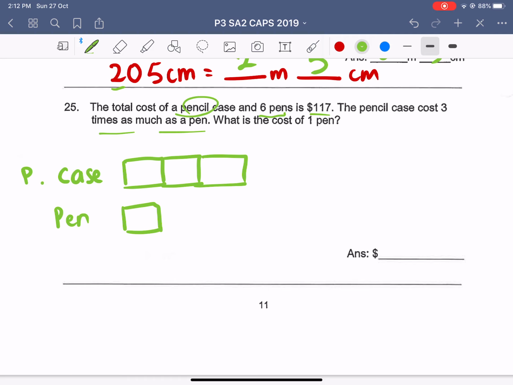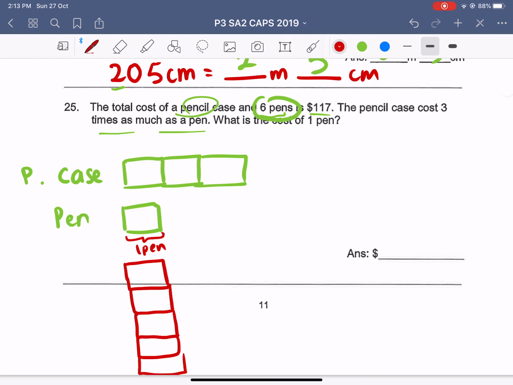Okay, but in real life, the person didn't only buy one pen, the person bought 6 pens. So what I can do is, this is only one pen. The person bought a total of 6 pens, so I have to draw out 5 more pens so that there's a total of 6 pens being bought. So now I know that there's a total of 6 pens and 1 pencil case, and the total price is 117.